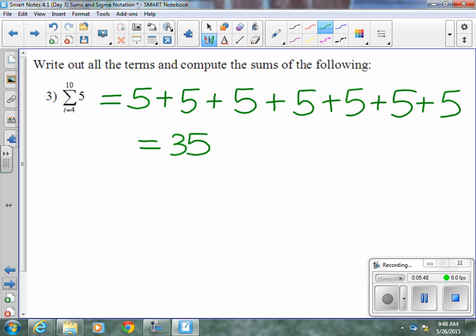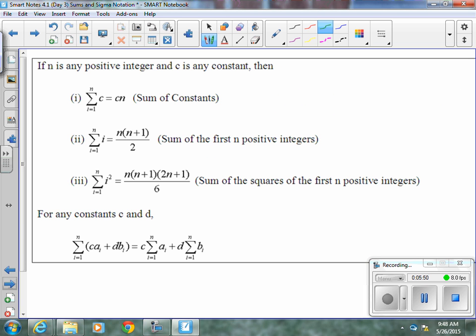This next box is going to give us some formulas. Take note of a couple things. First of all, notice that they all start at 1. These formulas only work if they start at 1. So that's something you need to get used to. But if there's a constant, it's just the constant times the n value, if it starts at 1.